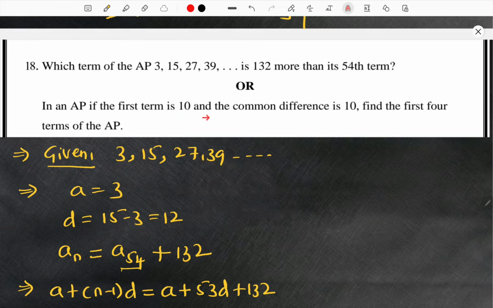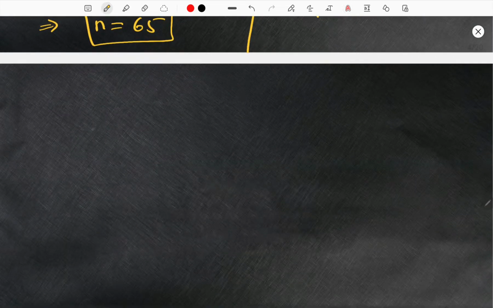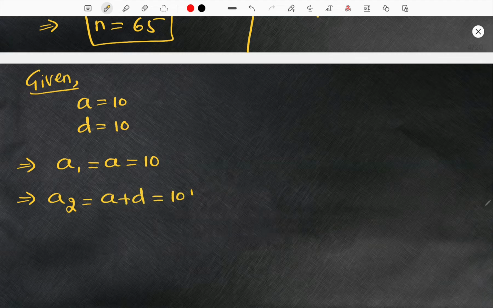So the first term is 10 and the common difference is also 10. They are asking for the first four terms. So let us do that. So what is the given data? Given data is A is equal to 10, and D is also equal to 10. So what is the first term? First term A1 is nothing but A only, and that is equal to 10. And how about the second term? Second term is nothing but A plus D, that is 10 plus 10, and that is equal to 20.